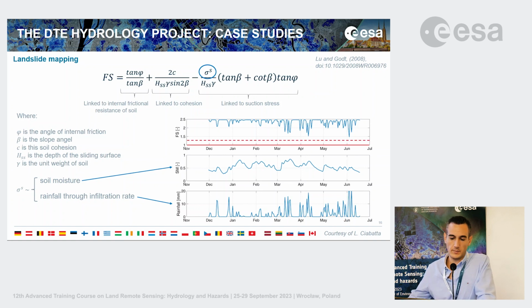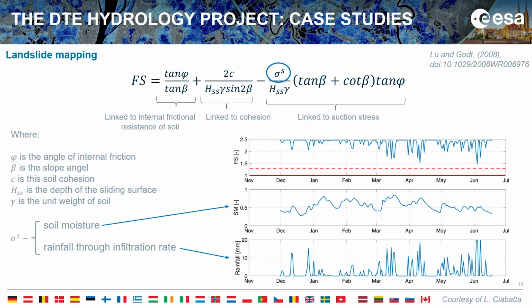But here the message is that if we know the other terms, the first term and the second term can be calculated by knowing the soil parameters, basically. So if we have information, for instance, from remote sensing about soil moisture and rainfall, we can use this data in this equation, and we are able to estimate the factor of stability. And when it reaches the value of 1 or close to 1, there is likely a landslide, or however we are detecting landslide risk.